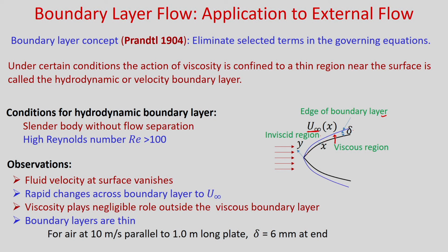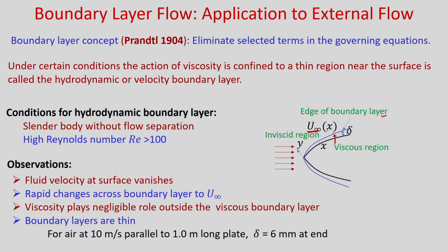However, in the direction of this surface, if x is along the surface and y is normal to the surface, then along the surface, depending on the configuration of the surface, u infinity may change with x. However, u infinity is not a function of y because it is inviscid region. So, there will be no change of velocity u infinity normal to this surface outside this boundary layer. Viscosity plays a negligible role outside the viscous boundary layer and the boundary layers are very thin.